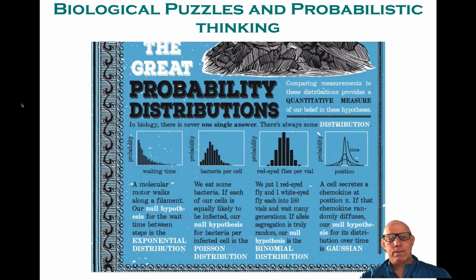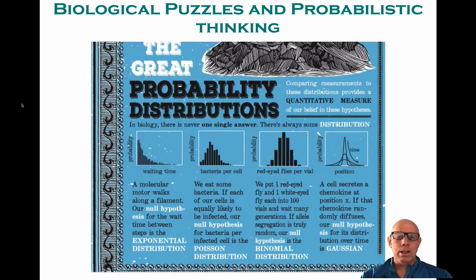So on the left, the first one shows the waiting times between steps for a molecular motor. Now, this is clearly something that looks like it's got some regularity. And so the question is, what's the nature of that distribution? And can we understand mechanistically why it takes the shape that it does?